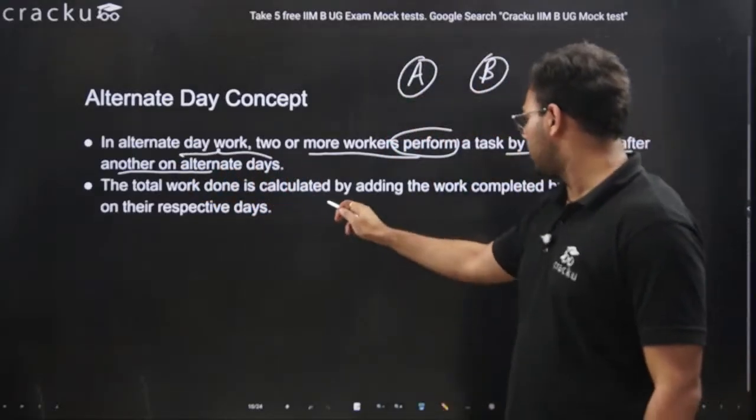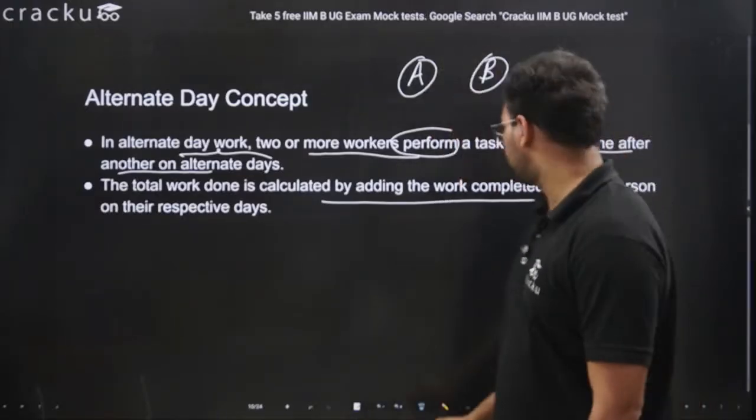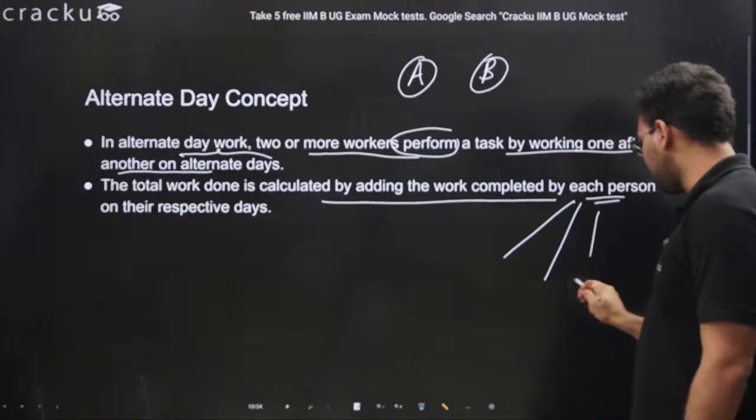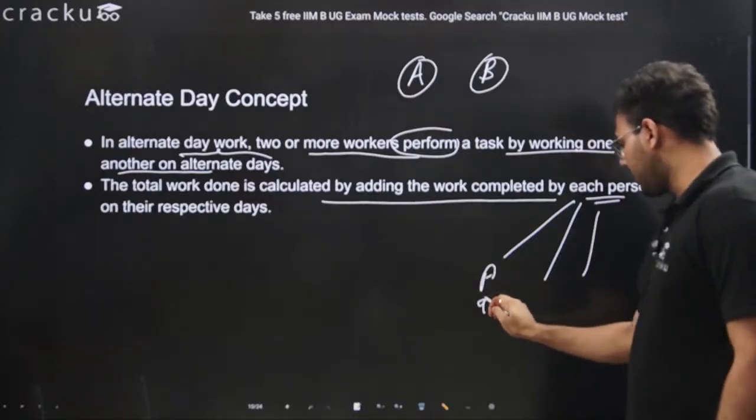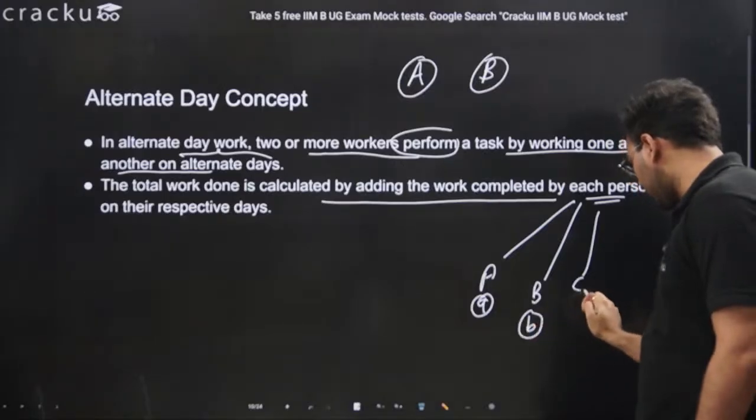Total work done is calculated by adding the work completed by each person. If there are A, B and C, the work completed by each person is A units, B units, and C units.